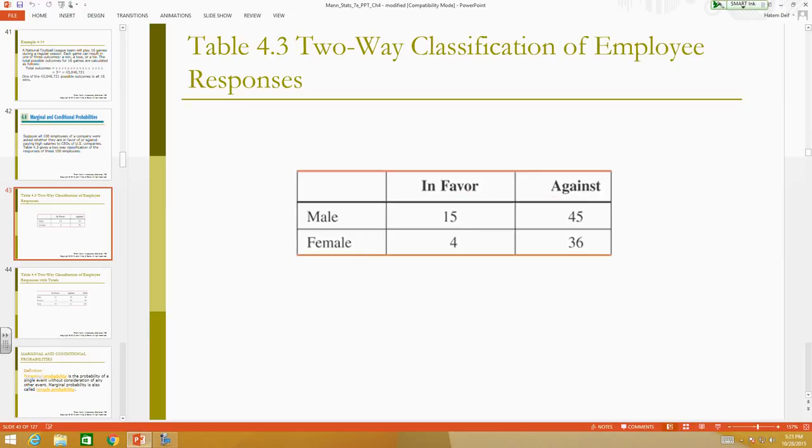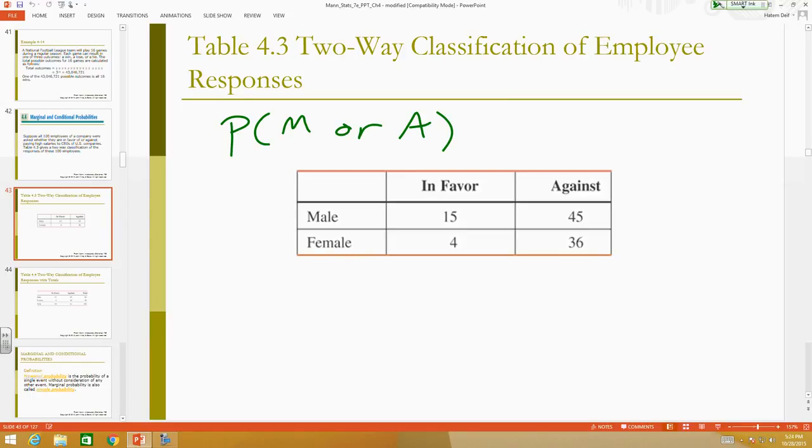Find the probability that the person selected is male or against. What does it mean, or? Or. Yani if I get a male, I'm happy. If I get a person against, I'm also happy. Yani this event happened anyway if you get a male, regardless of his opinion, or if you get someone against, regardless of his gender.